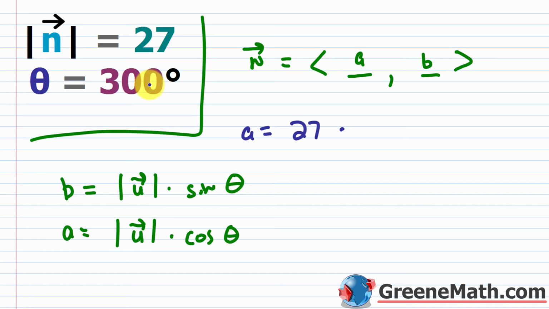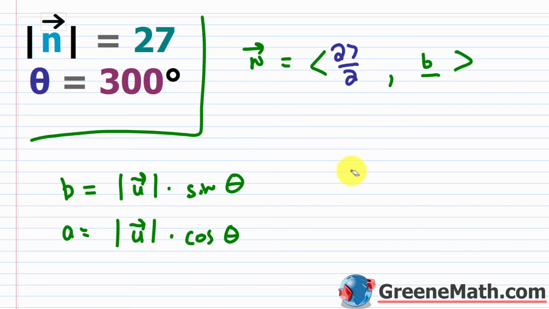Now first off, a 300 degree angle is in quadrant 4. Cosine is positive in quadrants 1 and 4, so we know that this is going to be positive. Now 300 degrees has a reference angle of 60 degrees, and cosine of 60 degrees is going to be a half. So I can just put times a half here, and this is basically 27 over 2.